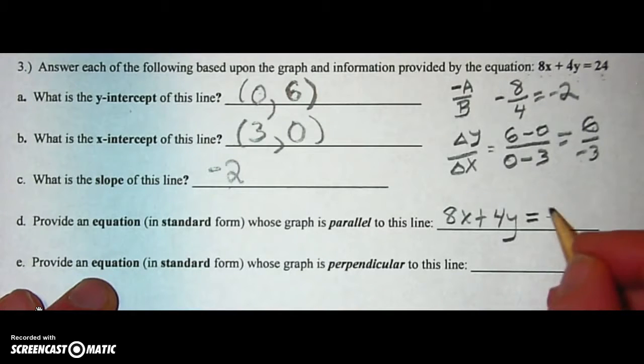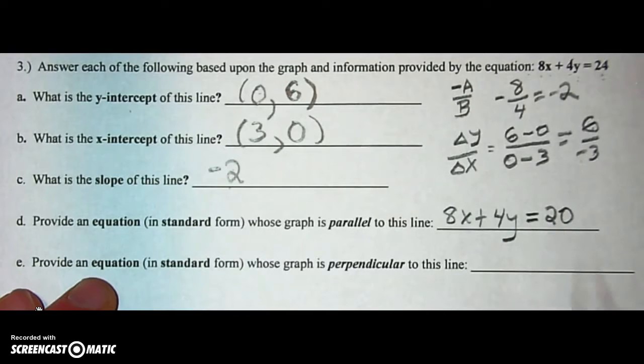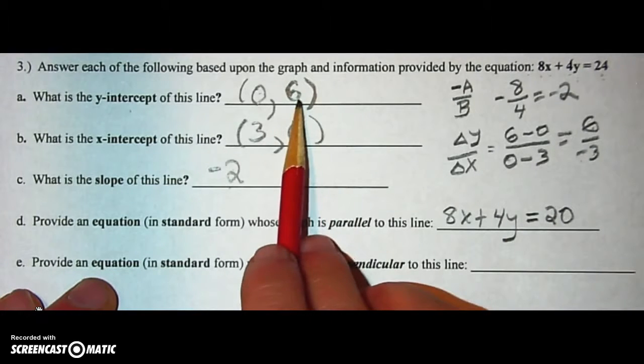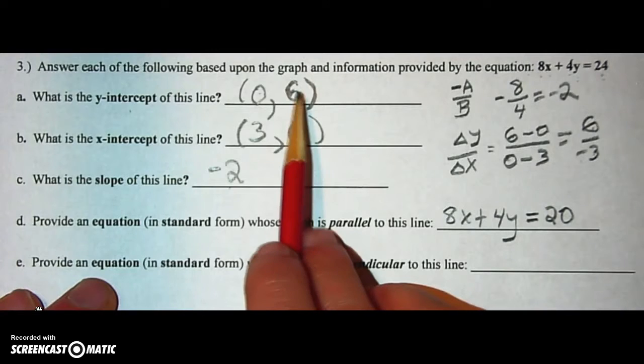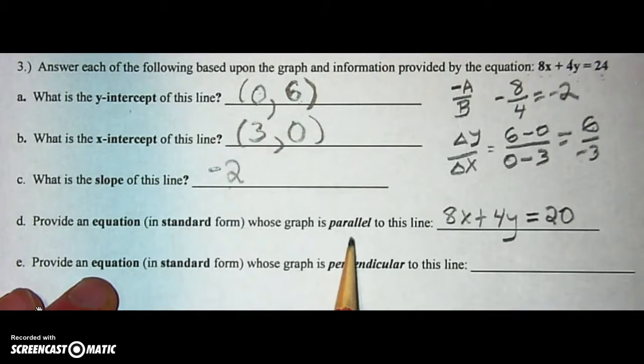So if we change this, let's say 20. Is the constant now, does that make a different y-intercept? Okay, we had a y-intercept of 6, and remember, in parallel, the slope is the same, the intercept is different. So 4 times what is 20? 4 times 5 is 20.